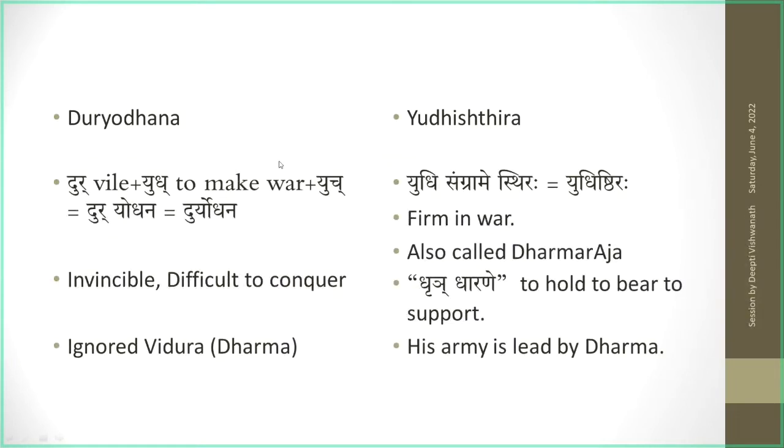Then we have the last important pair, Duryodhana. Without Duryodhana, how can there be a war? So Duryodhana has to be there. And by his very name itself, Dur Yudh. And then there is a pratyay called Yuch, and Yuch becomes An. So Dur Yudh An, that Yudh and An is Yodhan. Dur Yodhan. What does Dur mean? Bura. Vile, manipulative.